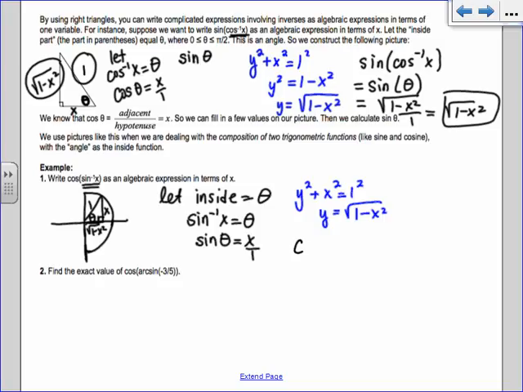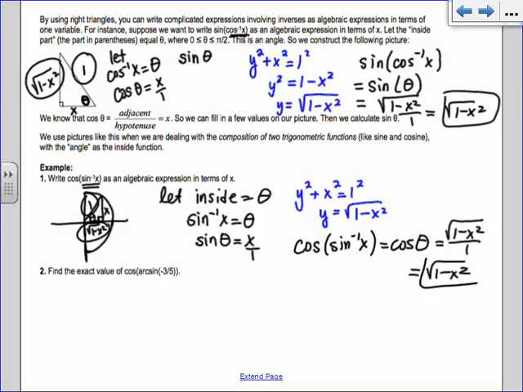Then we write our original cosine of inverse sine of x. We said inverse sine of x was theta. Well, cosine of theta is adjacent over hypotenuse. So it's the square root of 1 minus x squared over 1. So it's the square root of 1 minus x squared. This will not always be the square root of 1 minus x squared.